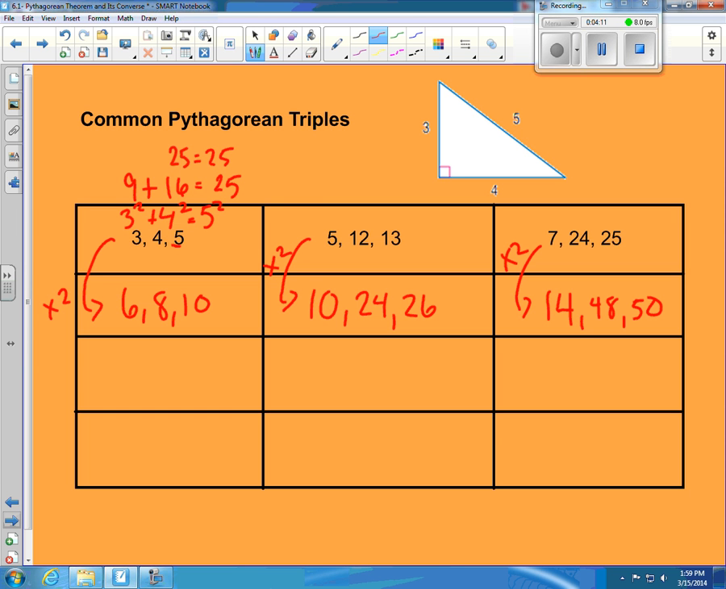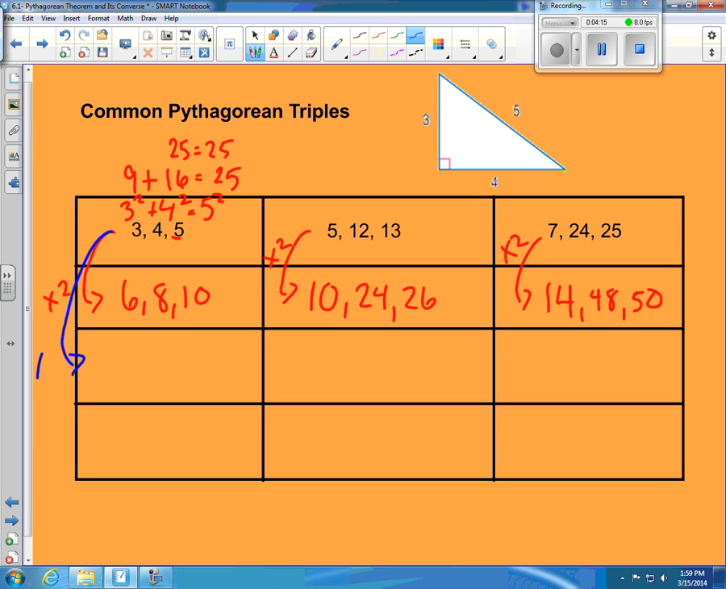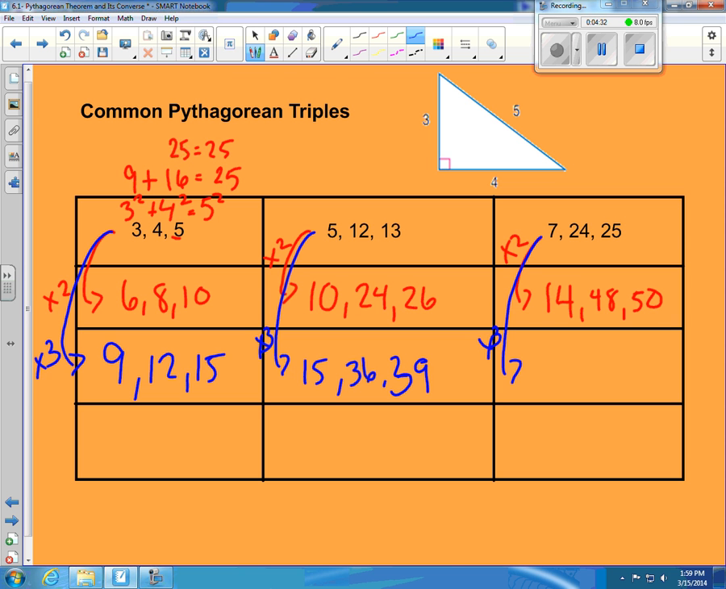We can have the same idea and take our original Pythagorean triple and times it by 3. And now we have a new one. 9, 12, and 15. If we times our original one by 3, now we have 15, 36, and 39. And then take our original, times it by 3, 21, 72, and 75. These are all Pythagorean triples for us.